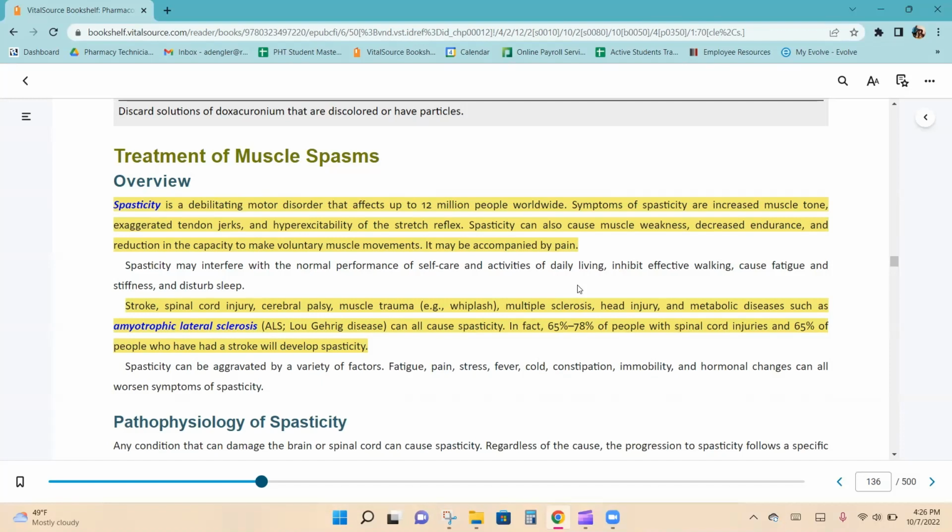Stroke, spinal cord injuries, cerebral palsy, muscle trauma, like whiplash, multiple sclerosis, head injury, and metabolic diseases such as amyotrophic lateral sclerosis, which is ALS, Lou Gehrig's disease. You might remember the ALS challenge from a few years ago. These can all cause spasticity.